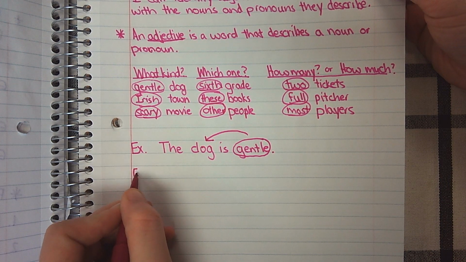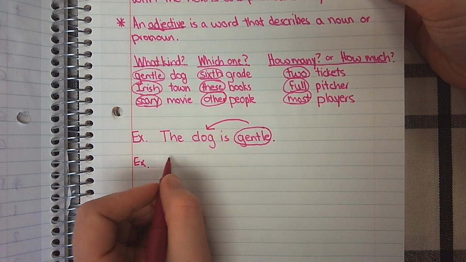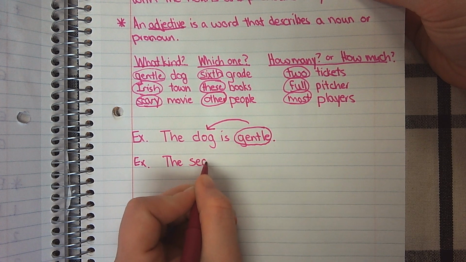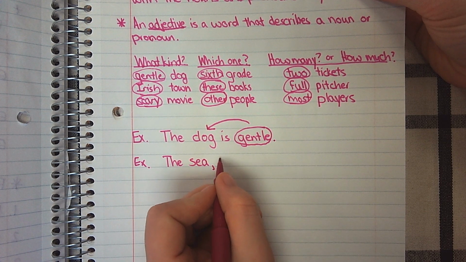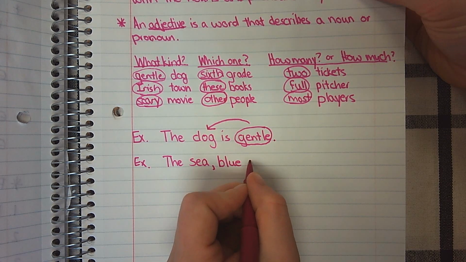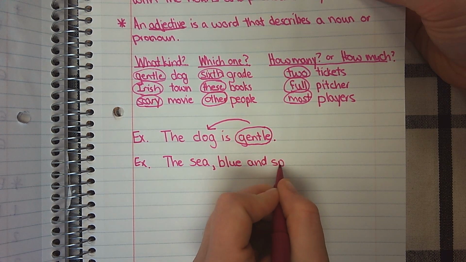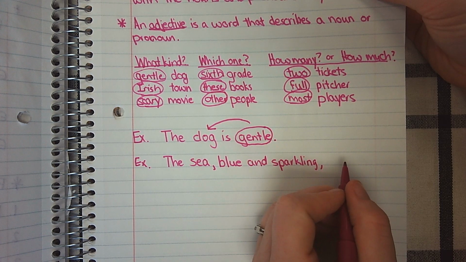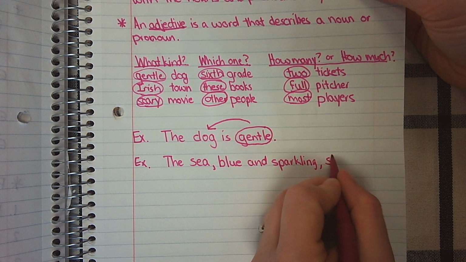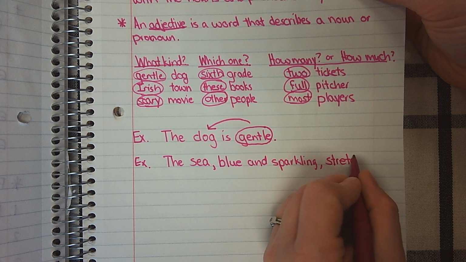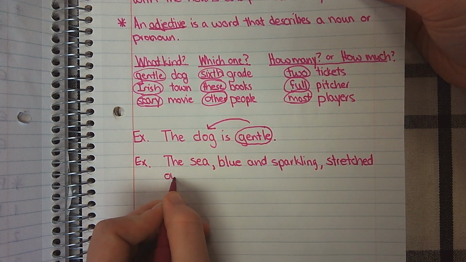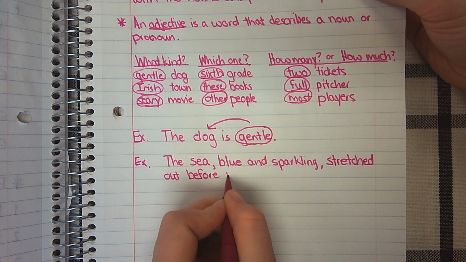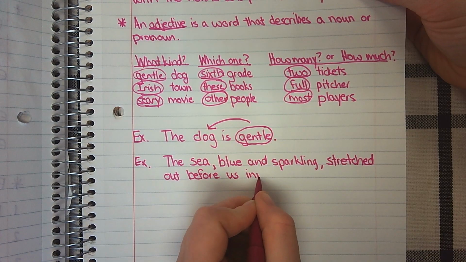Another example would be: the sea, comma, blue and sparkling, comma, stretched out before us invitingly.